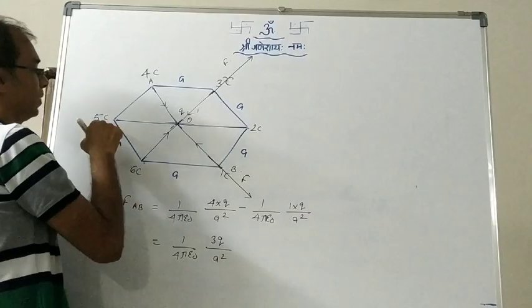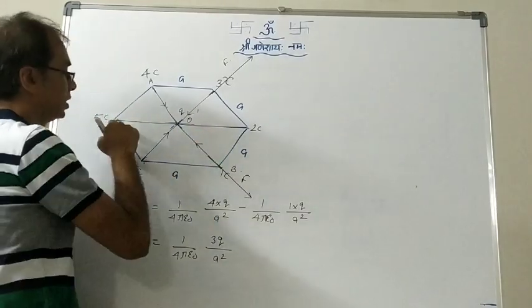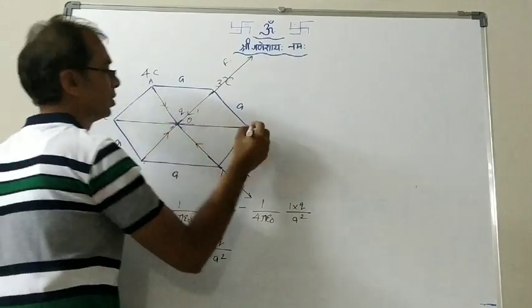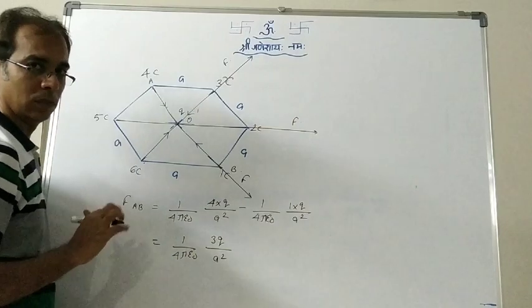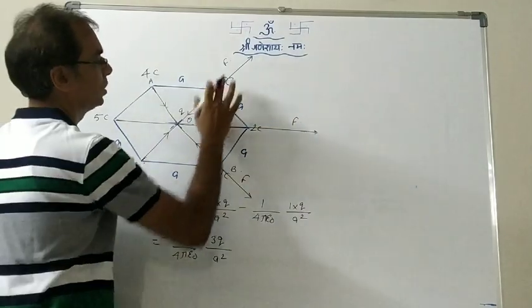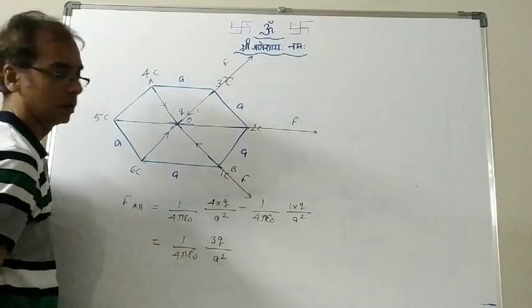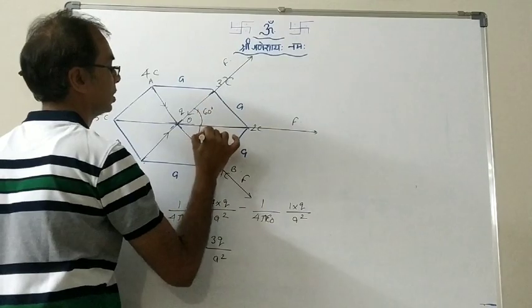Third force, you see, this is 5 coulomb, this is 2 coulomb. Again the difference of charge is 3 coulomb. This is also repulsive, this is also repulsive. So here also we can say there is force F. Only 3 forces are there? Yes or no? Right, so 3 forces. Now we have to find the resultant. This angle is 60 degrees, this angle is 60 degrees.